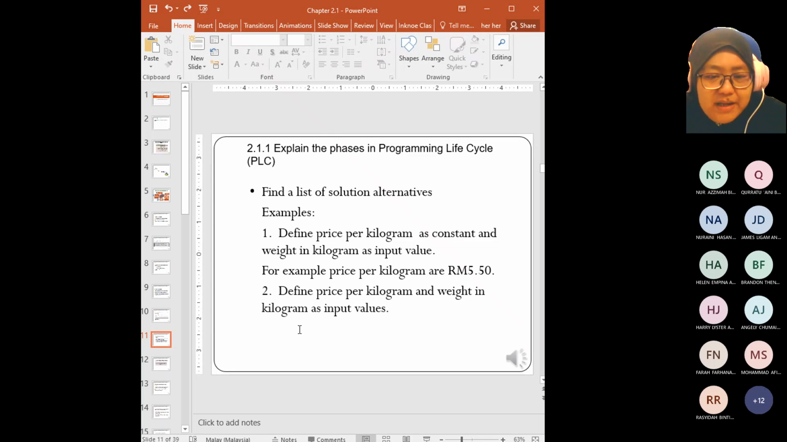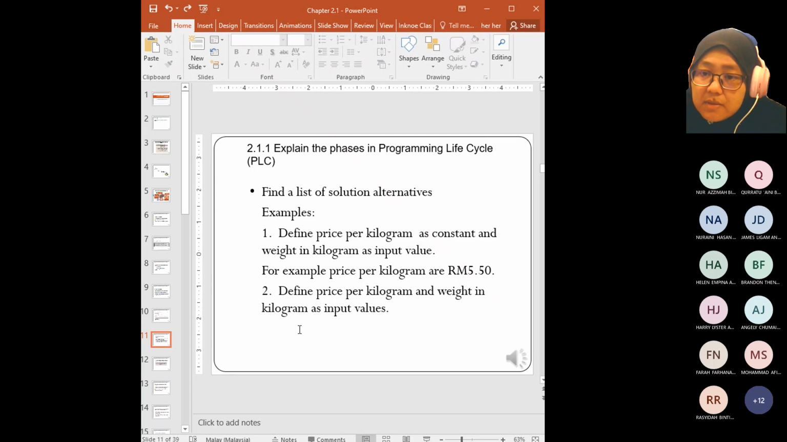Okay, number 2, define price per kilogram and weight in kilogram as input values. So, ataupun kita boleh buat selain daripada cara yang pertama tadi, kita boleh tentukan kilogram dengan weight sebagai input value. So, user boleh masukkan dua-dua sekali. So, user tu siapa? User tu ialah orang yang operate the machine lah. Kalau pergi supermarket nak timbang dulu, beli bawang, nak timbang dulu. Lepas tu orang yang jaga dekat situ kadang-kadang harga tu tak available kan. So dia boleh masukkan harga. So this is number 2, case number 2.